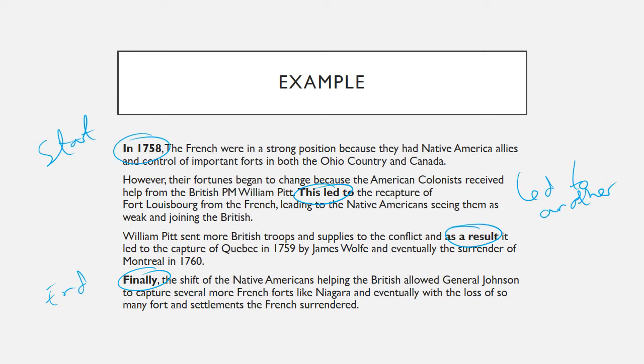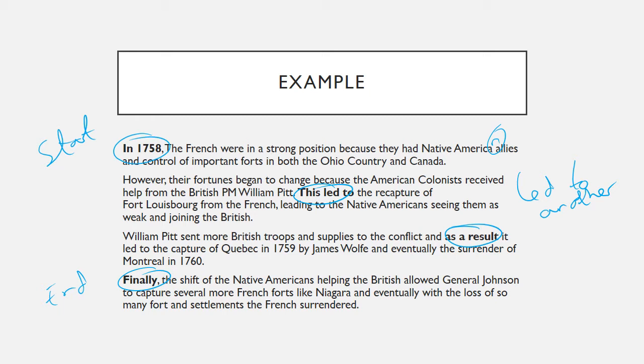In this case, in 1758, the French were in a strong position. They had the Native American allies, don't forget the N there, and control of important forts in both the Ohio country and Canada. So I've set the scene. This is why we've got the issue in the narrative.